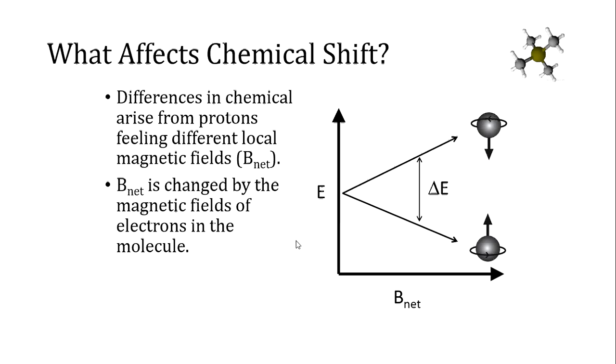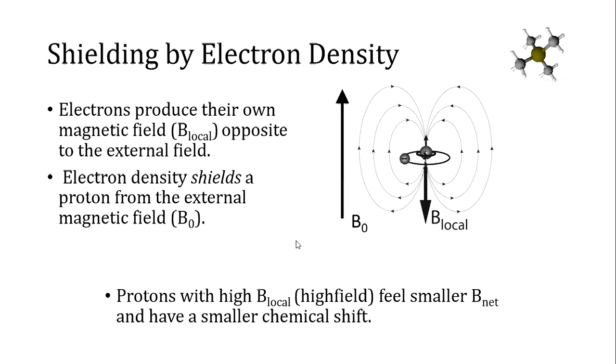And the value of B net, the local magnetic field, is changed by the magnetic fields of electrons in the molecule. Let's see how this works. If you remember that moving charged particles generate magnetic fields, you would probably be suspicious that an electron orbiting around a nucleus would too. Of course, electrons don't orbit the nucleus the way planets orbit around the sun, but they do have some quantum mechanical property that's mathematically equivalent.